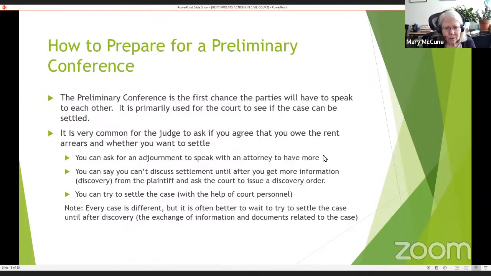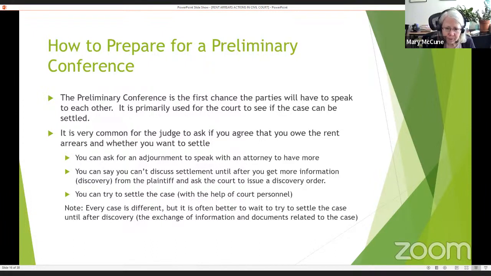So just ignore that. You can also say that you can't discuss settlement at this time. You're not ready to because you need more information from the other side. Maybe you've been sued for rent arrears that you don't think you owe. So you want them to give you proof that you owe this money, to show why they think you owe it. And in that case, you can ask the court to issue a discovery order.